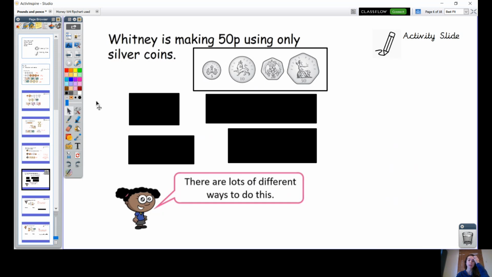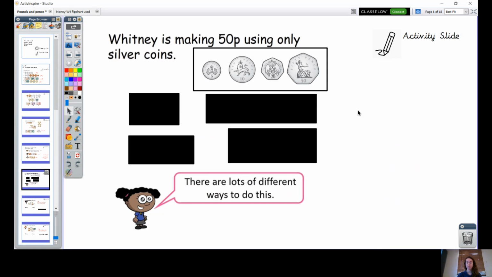Okay, I've got another activity slide for you. Let me explain it for you first, okay? Whitney is making 50p using only silver coins. Now, as a little clue for you today, in this box you can see the only silver coins that there are. So you've got that box as a help.